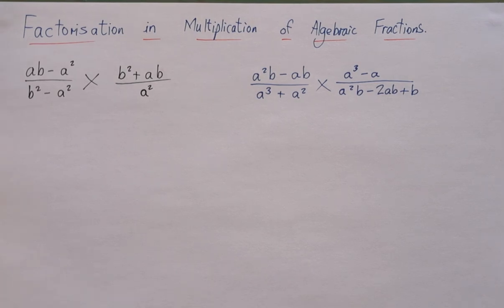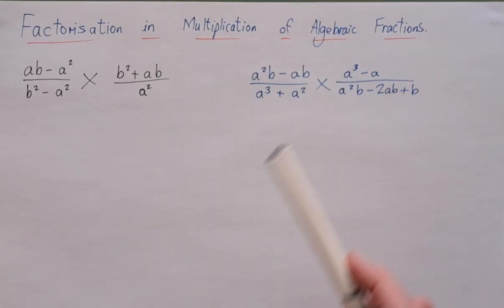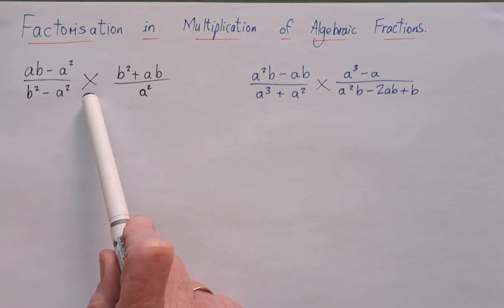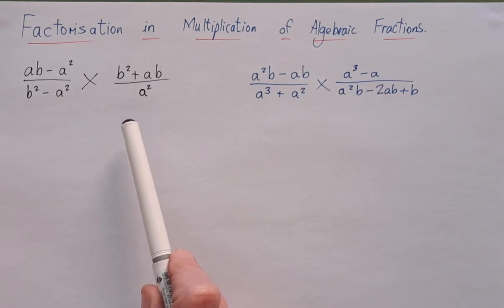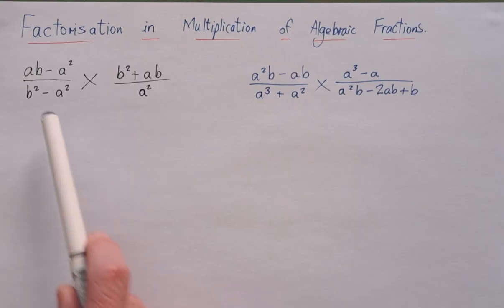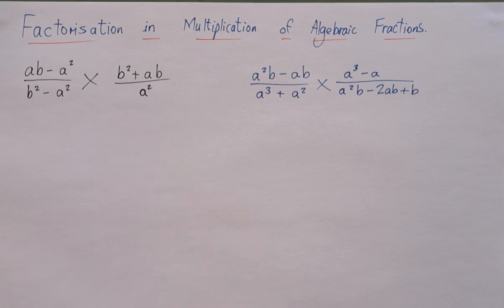We're now going to go on to a more complex use of factorization, where we're going to need to factorize in order to multiply algebraic fractions together. So as we can see here, we've got an algebraic fraction multiplied by another one. At this stage, if you think of multiplication of numeric fractions, the method that we use is cross cancellation or cross multiplication, where we're looking for something in the numerator that can cancel with something in the denominator.